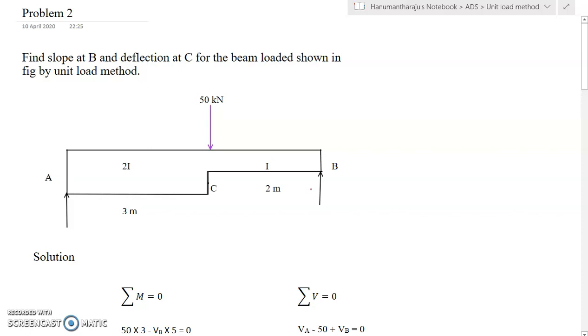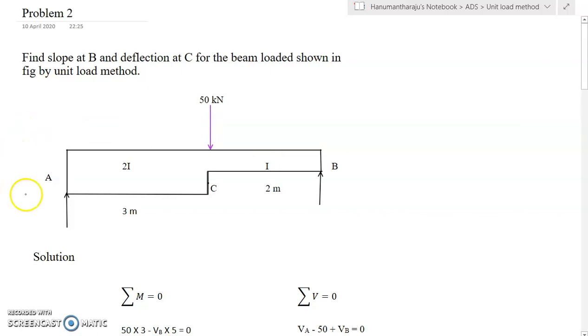by the unit load method. To find the slope and deflection by the unit load method, you need to remove the external load and you have to apply the unit load wherever the deflection is required. Here, in the simply supported case, let us find the reactions by applying the equilibrium condition.